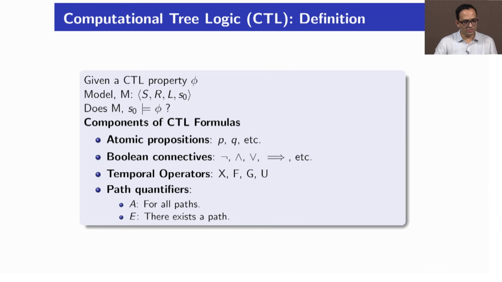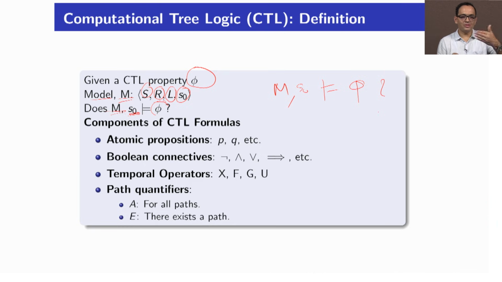Just to recap, you are given a property in CTL, phi. You are given a model, which is a Kripke structure: a set of states, a transition relation, a labeling where every node has some atomic propositions labeled, and S0 is the start state. So what is our problem? Given this transition system M and this formula phi, I have to check whether all the paths starting from the start state satisfy this formula or not, right?